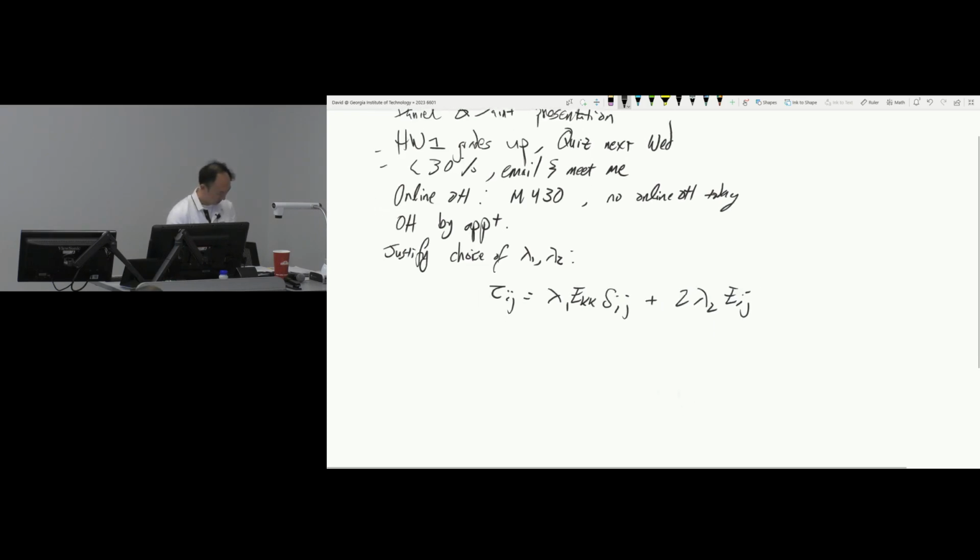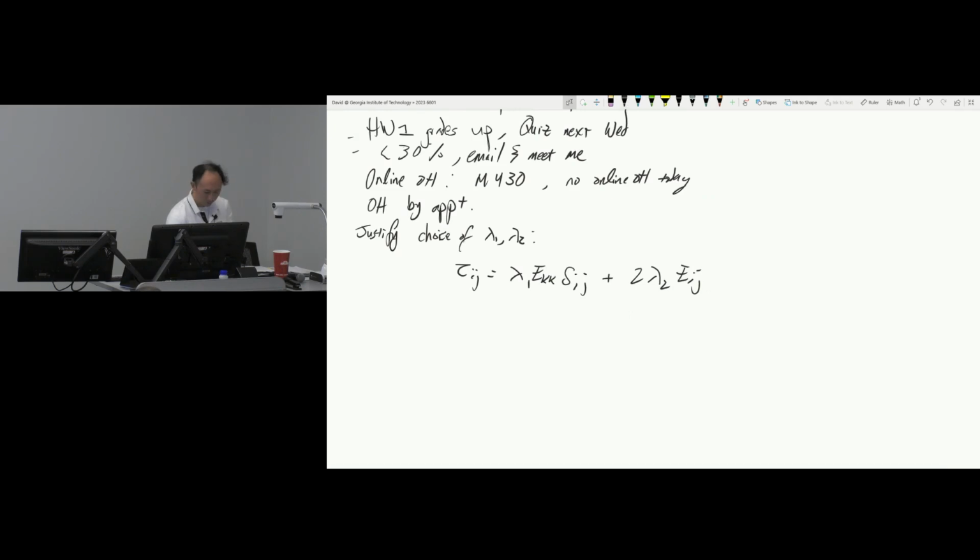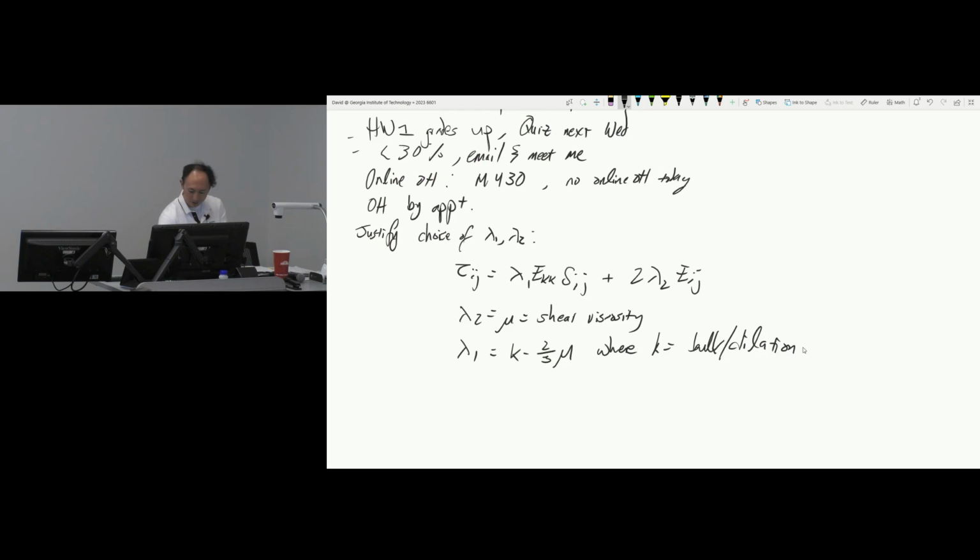And remember, we chose lambda 2 is mu, and that's the shear viscosity. Lambda 1 is not just k, but basically we're subtracting some part of mu. I called k the bulk viscosity, but people also call it the bulk and dilational viscosity. Apparently, if you study acoustics, that's what people use, because acoustics is all about these perturbations, small little explosions in pressure, and everything's linearized.